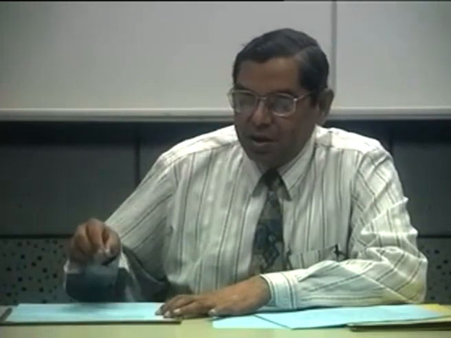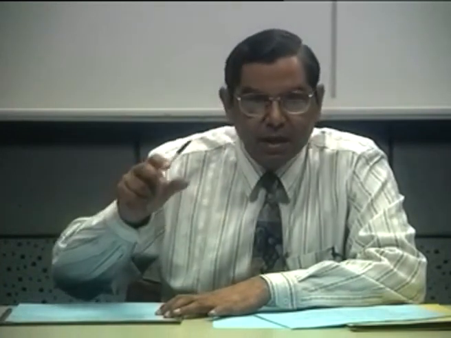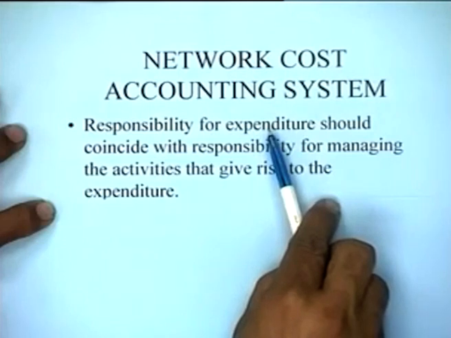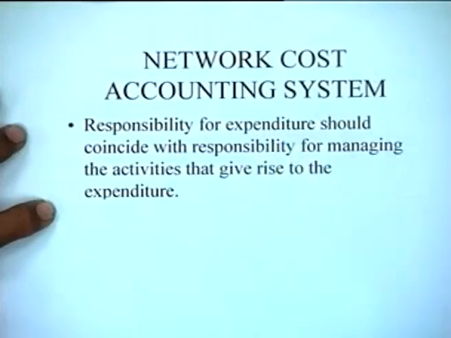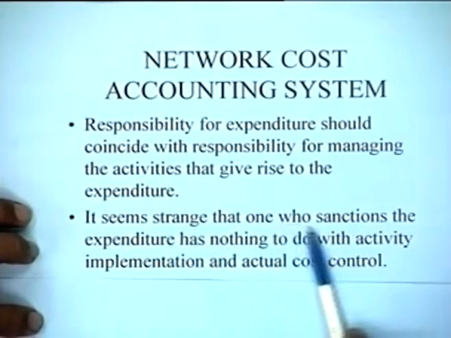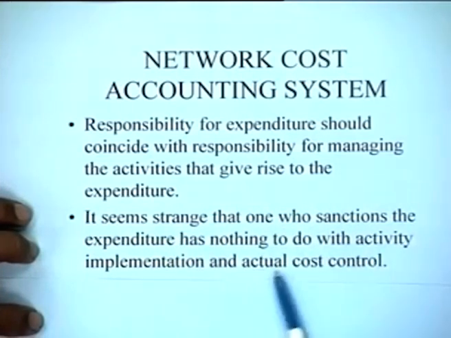What it is saying is that if the project manager gets a certain amount of money for performing a certain activity, he is responsible for that activity and he should be caught if he does not do that activity as per the plan. That is the kind of thing. So there is this binding of the responsibility for both the expenditure and the responsibility for managing the activities. Both of them should go together. And of course it is strange that one who sanctions the expenditure has nothing to do with the activity implementation and actual cost control. In fact, this is one reason I think for the inefficiency of most of our government and public sector departments.